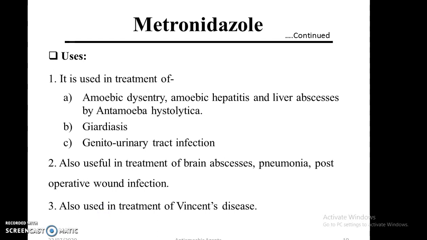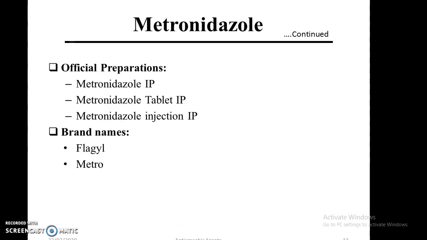Metronidazole is used to treat giardiasis, amoebic dysentery, amoebic hepatitis, liver abscess. Then it can also be used to treat brain abscess, pneumonia, post-operative wound infection and Wilson disease. The different official preparations of metronidazole are metronidazole IP, metronidazole tablet IP and metronidazole injection IP. The brand names are Flagyl and Metro.